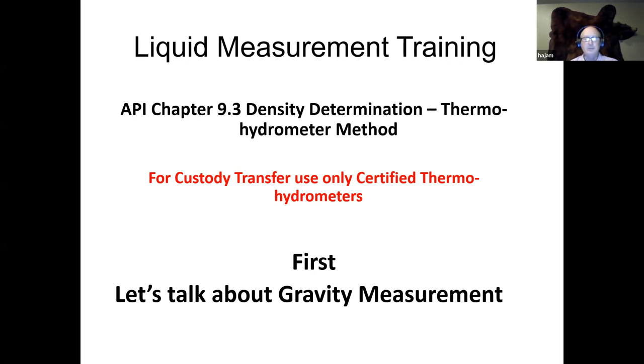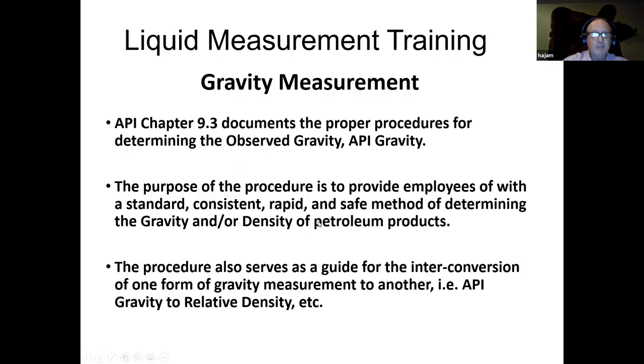What is a thermal hydrometer? Brent asked, what is a thermal hydrometer? I'll get to that in just a second. So let's talk about gravity. Again, API 9.3 documents the proper procedures for determining observed gravity and API gravity. The purpose of the procedure is to provide employees with standard, consistent, rapid, and safe methods of determining gravity or density of a petroleum product. The procedures also serve as a guide for the interconversion of one form of gravity measurement to another, API versus relative. All that is discussed in the standard. There's a lot of information there about how to determine gravity using hydrometers or thermal hydrometers.